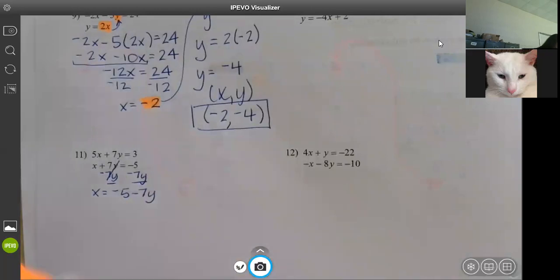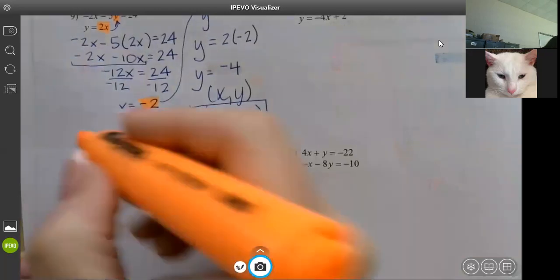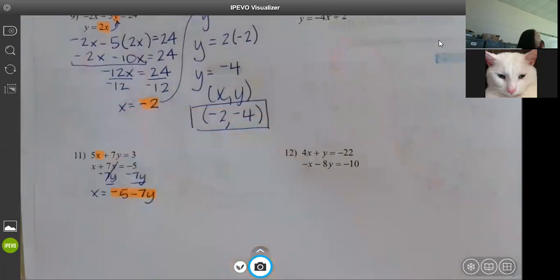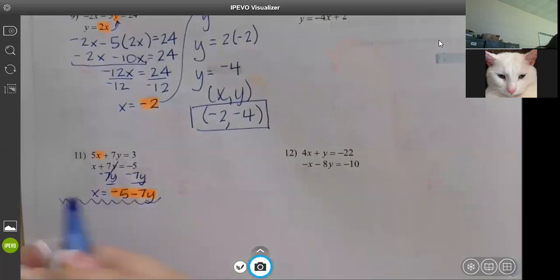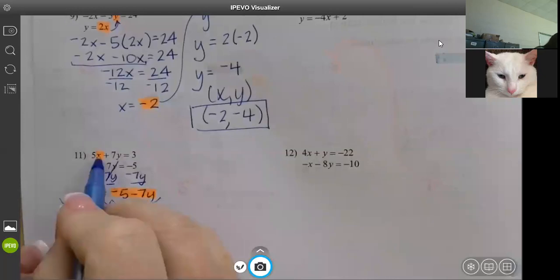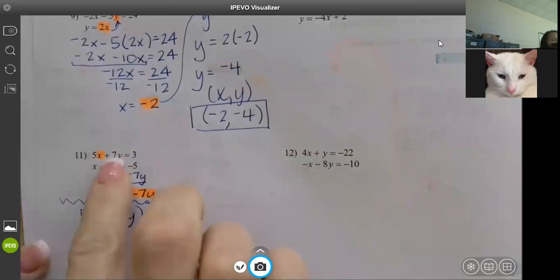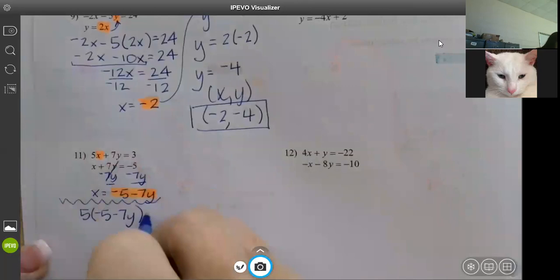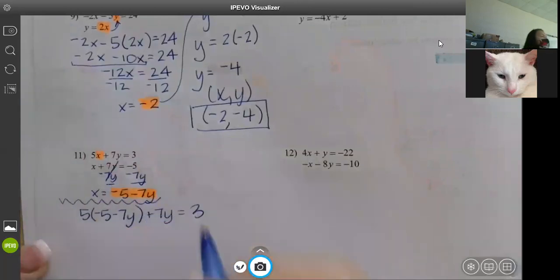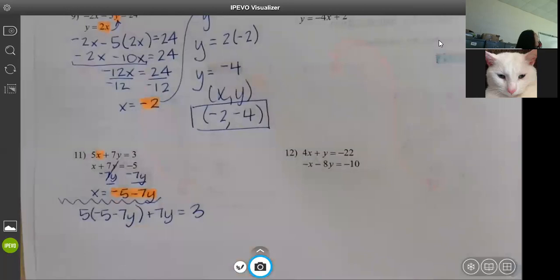This one says x equals, so we're going to highlight it, and we're going to put it in for x because it says x equals. It's the same thing. The only difference was I had to move that 7 first. Okay, so it's just one little extra step. So then rewrite your equation. We'll make a line so you know it's different. 5, I got to the orange, so I'm going to put a parenthesis and replace it with the other part, -5 minus 7y. And then keep going with the rest of my equation, plus 7y equals 3. Now it's exactly like everything else we've done.